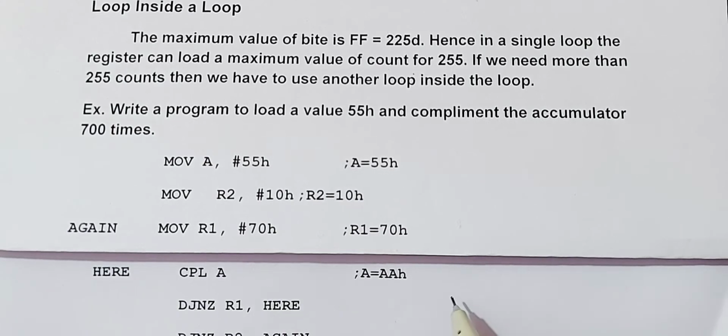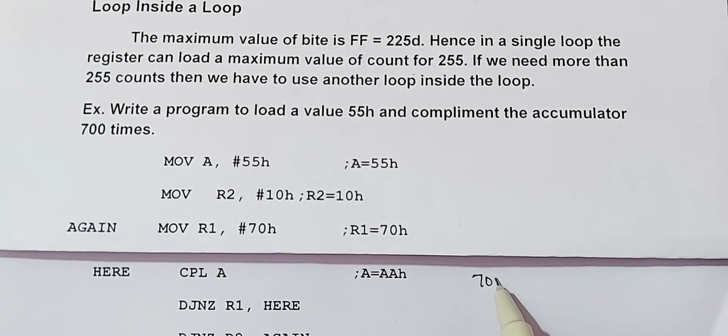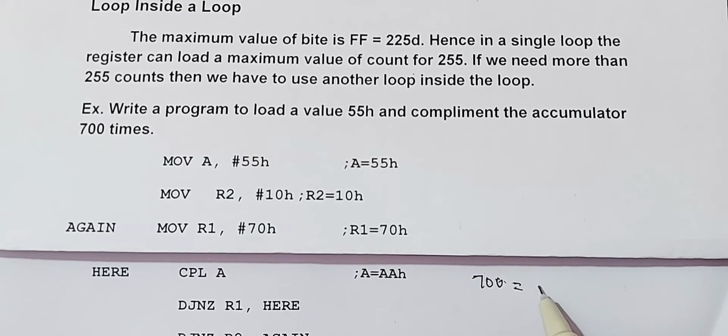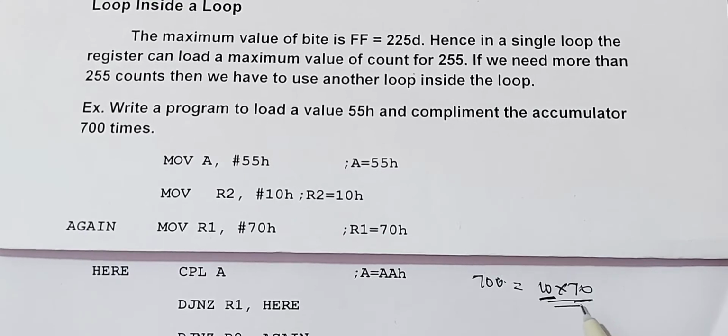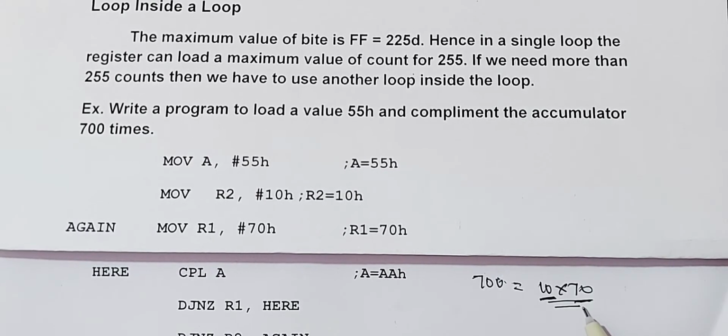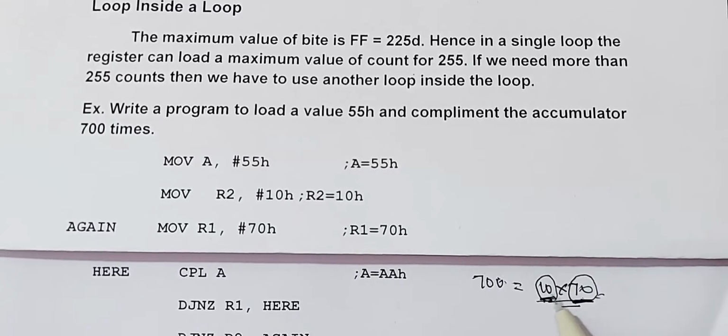Now, see, how do you write 700? 700 can be written as 10 into 70. I will make it 2 loops. One loop has a count of 10, another loop has a count of 70. That is, the loop inside the loop: 70 times it has to be repeated, 10 times, totally 700 times. Therefore, I will load the value of 10 into one register. I will load the value of 70 into the other register, and for looping, I will use the instruction DJNZ.